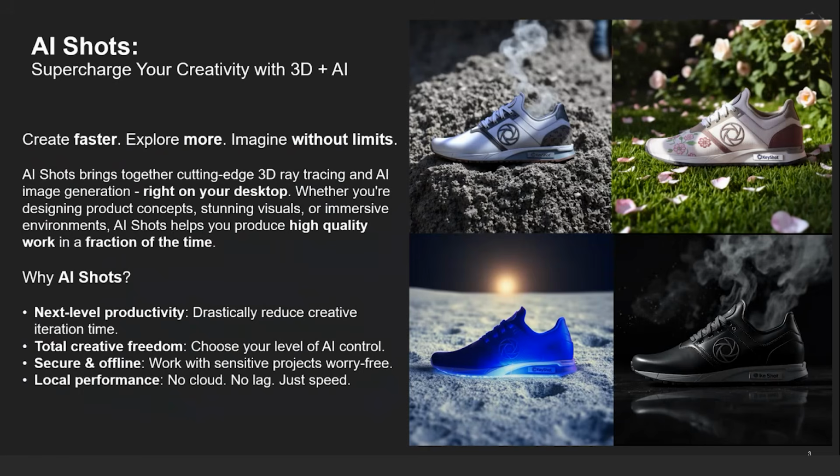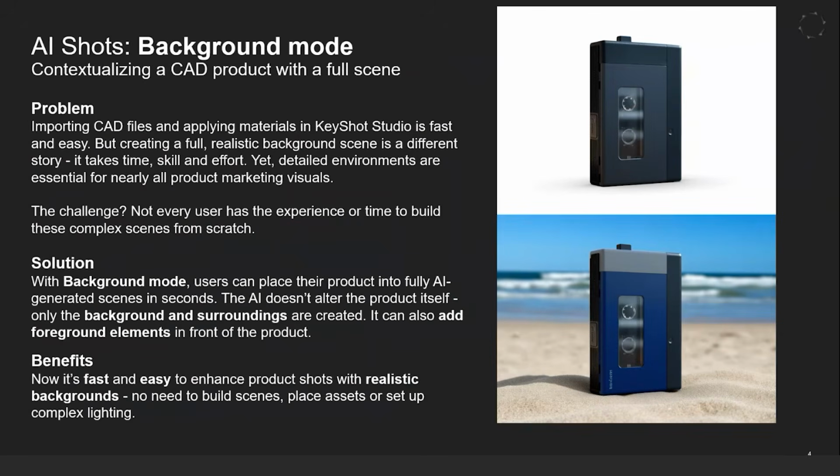Again, hard to conceptualize, but if you look at the images on the right-hand side, we started with a clay shoe model in a basic environment with no backplate. Every material and all the backplates you see are created using AI Shots with a text prompt. There are 3 different modes within AI Shots, the first of which is Background mode. This one is amazing and a huge time saver.